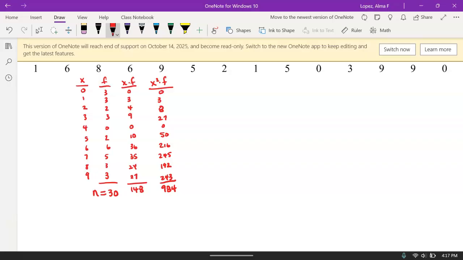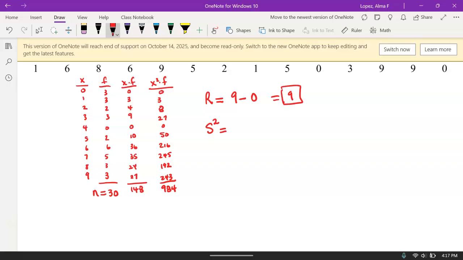Now, let's go ahead and calculate the measures of variation for ungrouped data. The range can be found by taking the largest value minus the smallest. That gives us 9. There's our range, our first measure of variation.